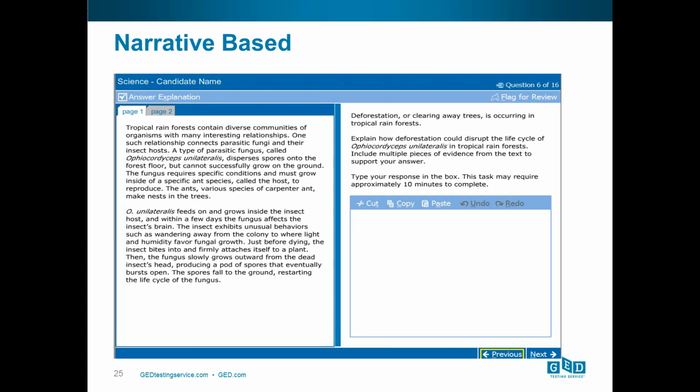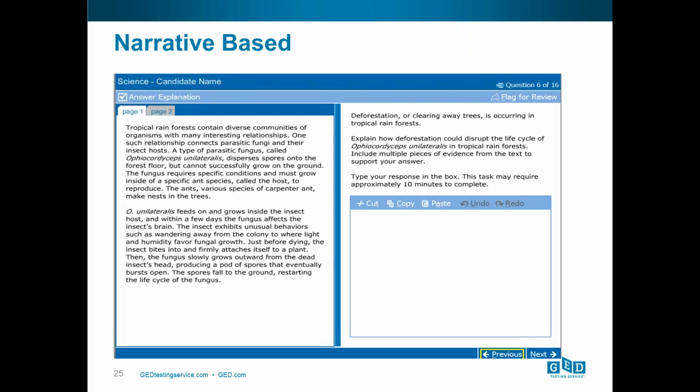Deforestation, or clearing away trees, is occurring in tropical rainforests. So even if the student didn't know the term deforestation, there's the definition given. Now what is the student going to have to answer? Well, it says, explain how deforestation could disrupt the life cycle of the Ophiocordyceps unilateralis in tropical rainforest. Include multiple pieces of evidence from the text to support your answer. And then you've got to type in the response, and it takes about 10 minutes in order to do that.